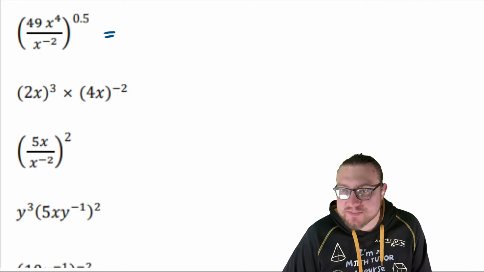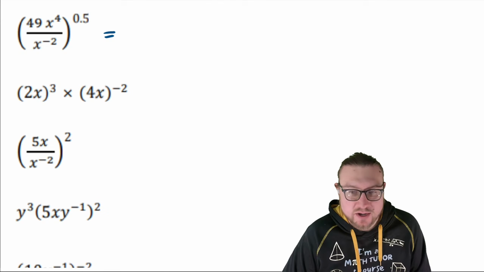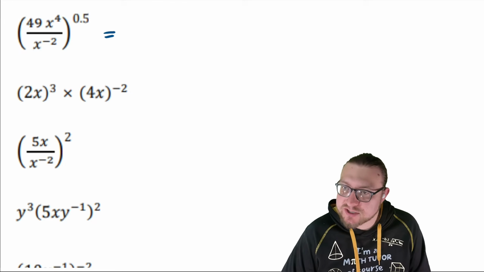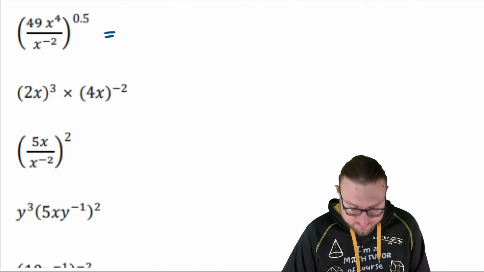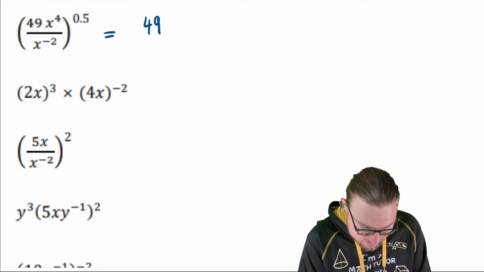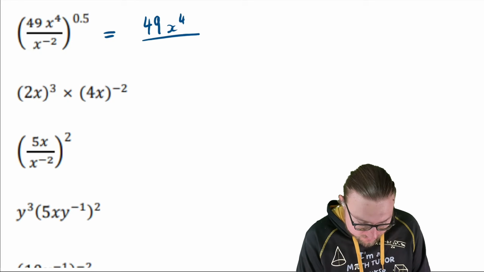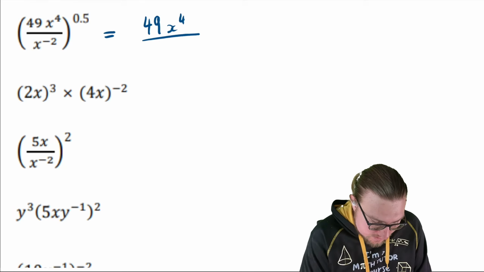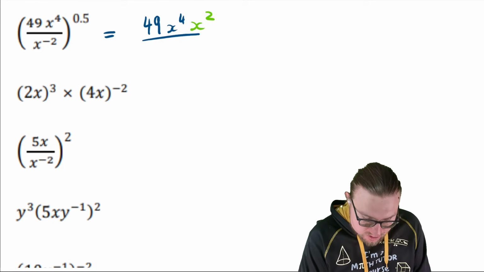Now, there's a lot of steps that you can do. There's a lot of different orders that you can do in. But what I like doing is I like to get rid of my negative powers. So what do we get? We're going to get 49x to the 4 divided by, and now x here has the negative power. That means x is going to move into the numerator with a positive power.